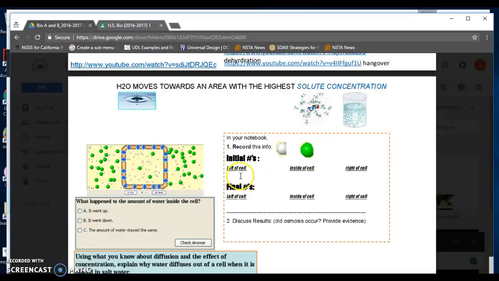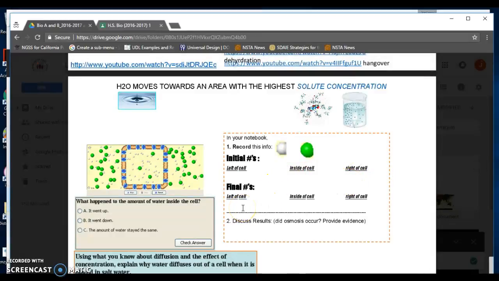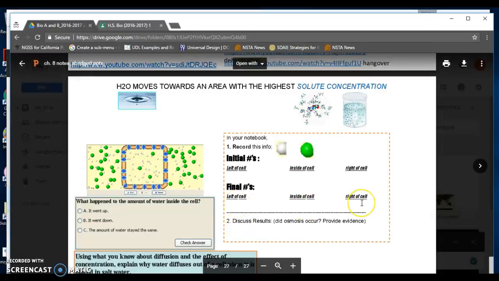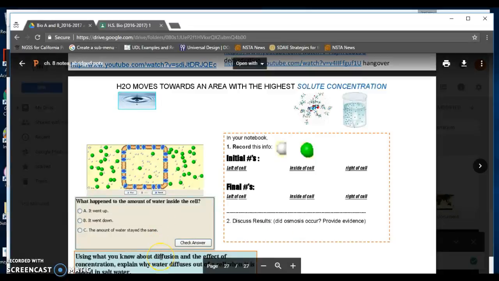You want an initial number of solutes on left, inside, and right of the cell. And then after a minute, you're going to pause the video and count up how many are on the left, inside, and right. Afterwards, you're going to discuss if osmosis occurred or not, based on our understanding of osmosis. We also have two different questions here I expect you to answer. But right now, I'm just going to help you collect data from this table.